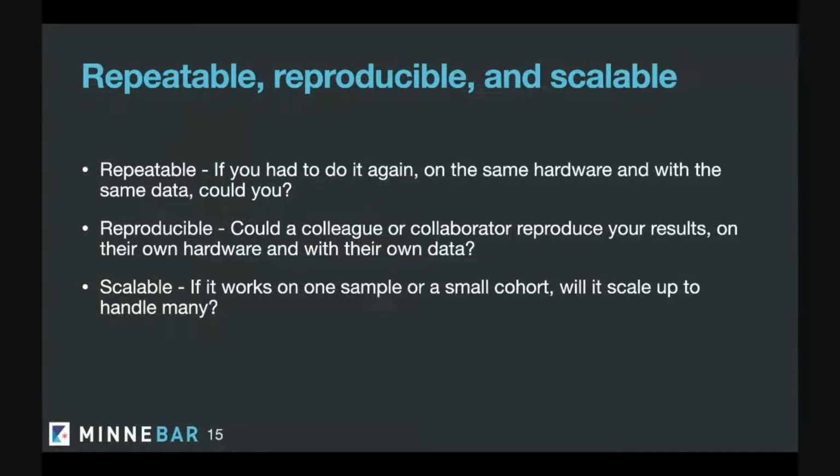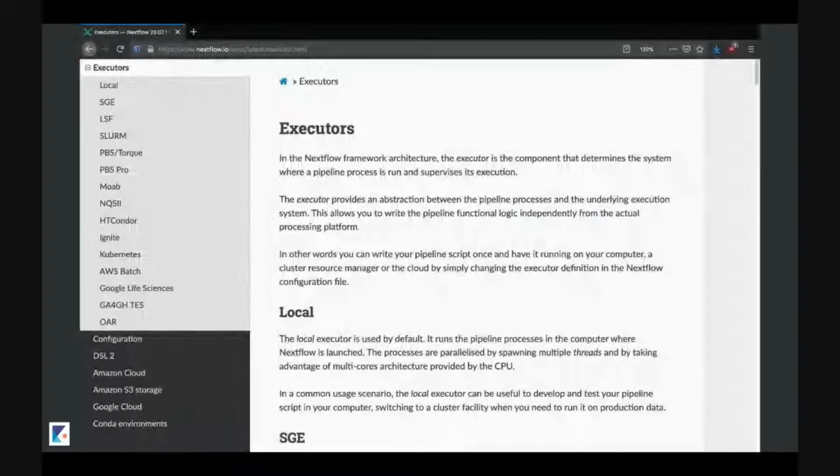So the last question I want to talk about today is, is it scalable? So if we have a workflow that works just on a small data set, how do you make it scale up to handle many? In the previous examples, we were just running on a single machine using Nextflow's local executor. And probably the biggest set of functionality that Nextflow provides is a set of different executors for all sorts of different environments. So here in the Nextflow documentation, we're describing the local executor. It's the one that's used by default. It just parallelizes your processes by using the threads you have on your CPU.